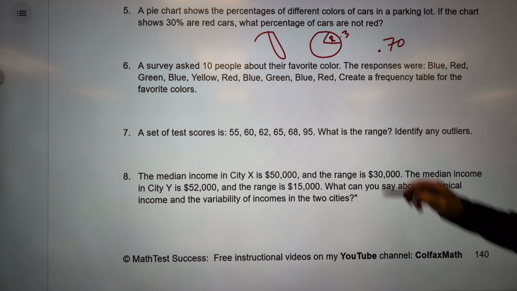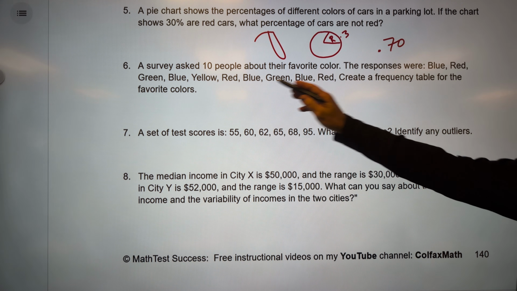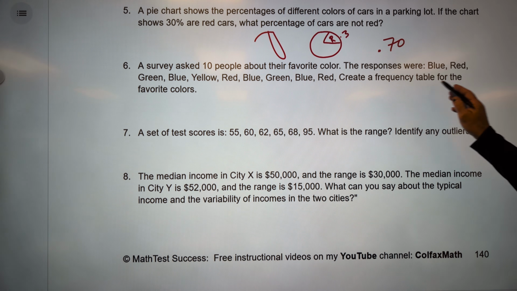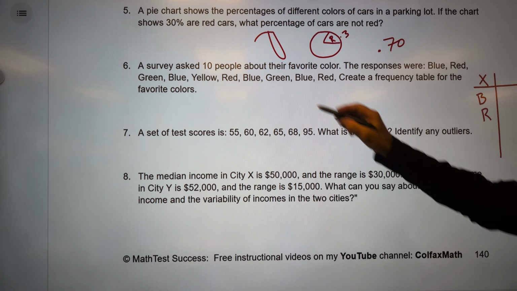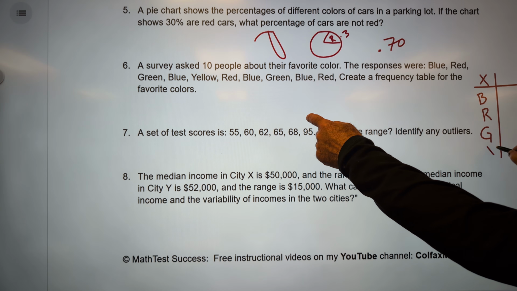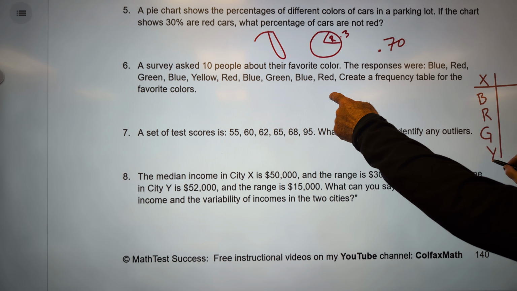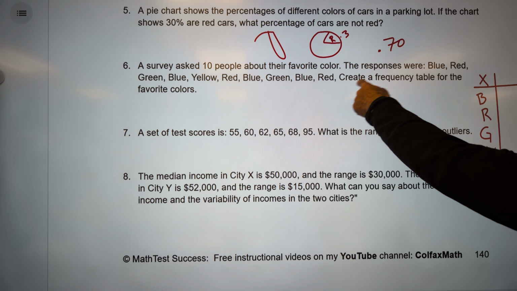Number 6, a survey asked 10 people about their favorite color. Responses were all of those colors there. Create a frequency table for the colors. So X is going to be the color, blue, red, green, blue I have, yellow, red I have, blue I have, green I have, blue I have, red I have.